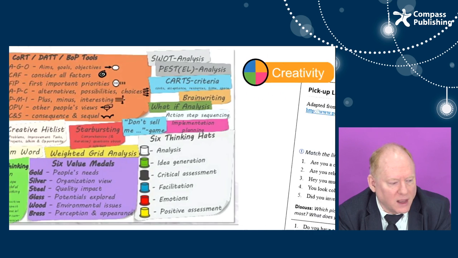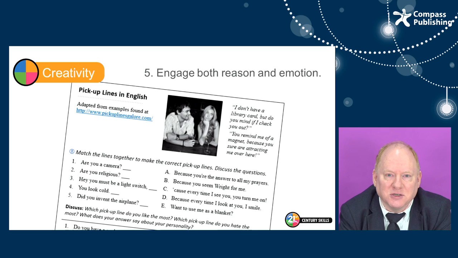Okay, a fifth principle of creativity is to engage both reason and emotion. This is why critical thinking matters to creativity, but we want to be motivational. We want to connect with students. Let me give you an example from my own experience. Last summer, I was teaching teenage students from Russia and other countries in Korea. And it occurred to me that these students are very interested in love and romance, so it's a very valid topic for them. So I made a lesson on how to do pickup lines in English, and they loved it.